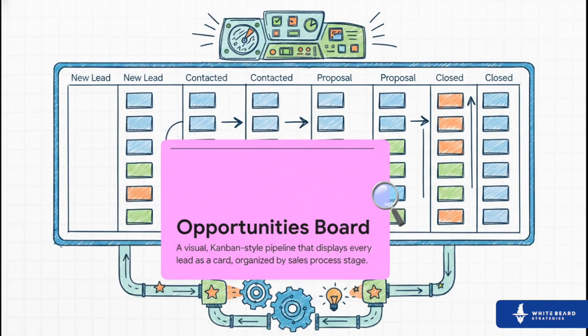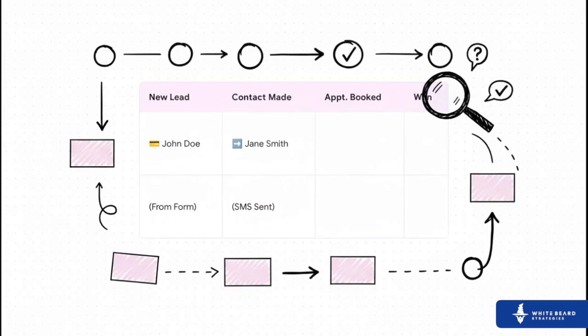So the second a lead enters the system, boom, it lands right here, the Opportunities board. Just think of this as your mission control for sales. It's a super simple visual way to see your entire sales process in a single glance. And here's exactly how it works. Each lead is its own little card. And as they move through your process, from new lead over to contact made, you just literally drag their card over to the next column. It's so simple and so visual that it becomes almost impossible for a lead to get forgotten.